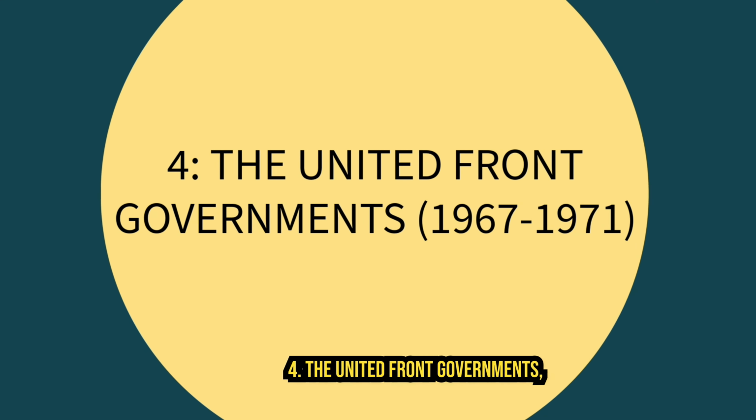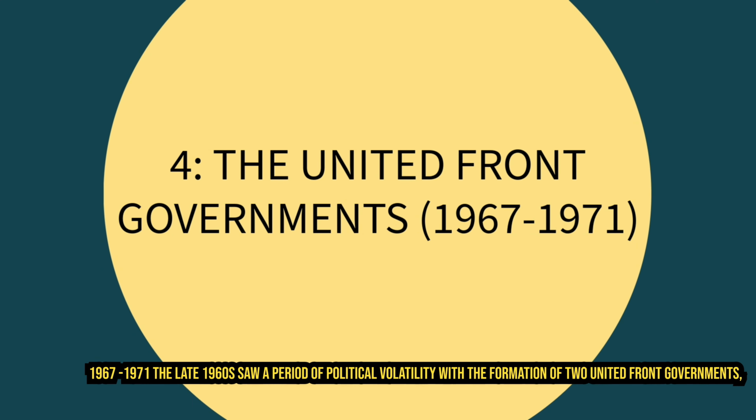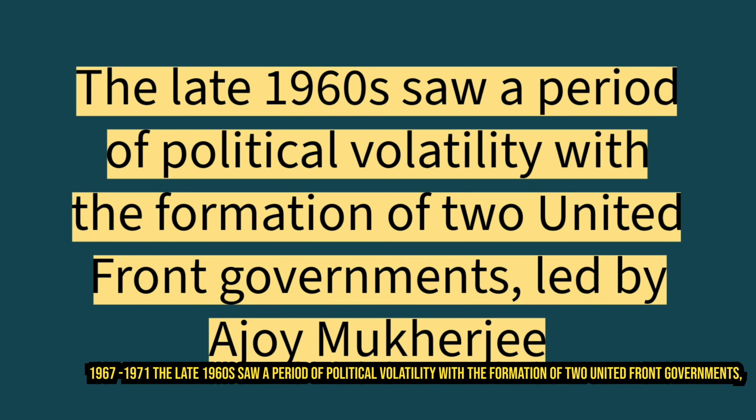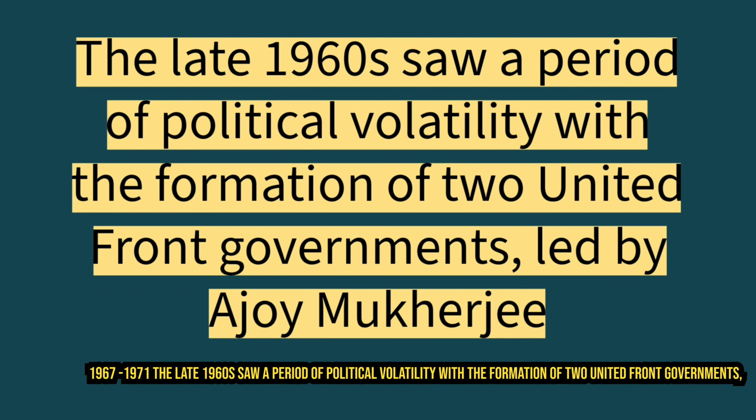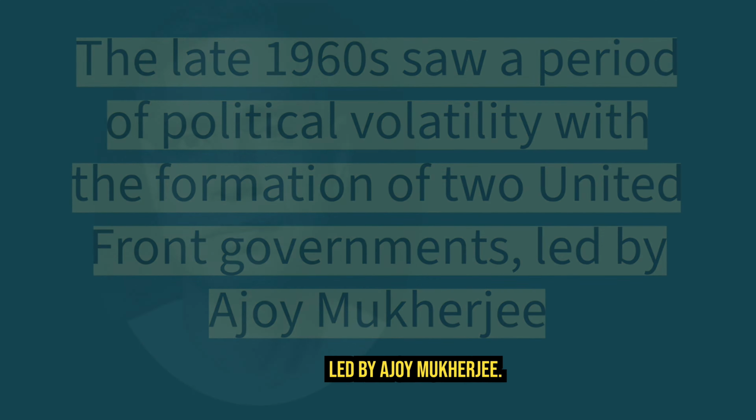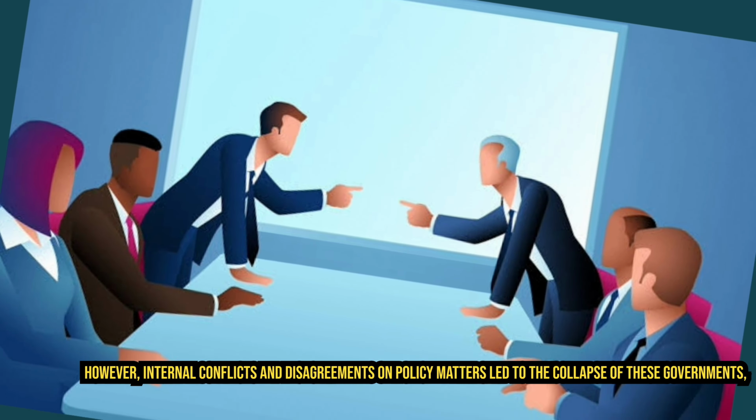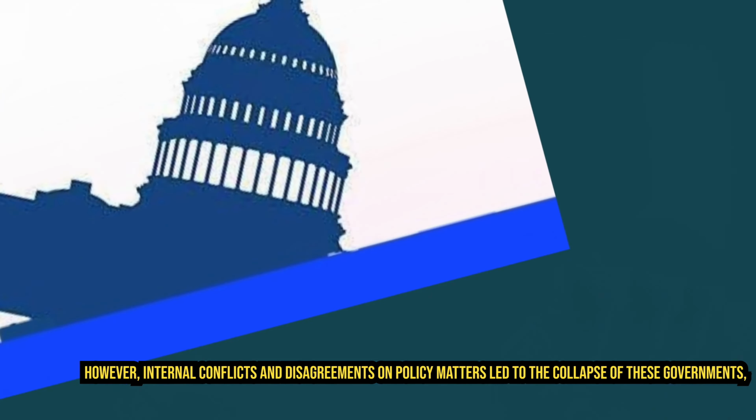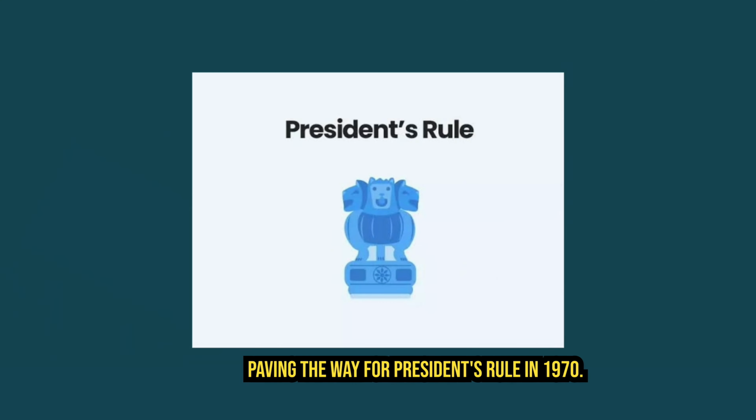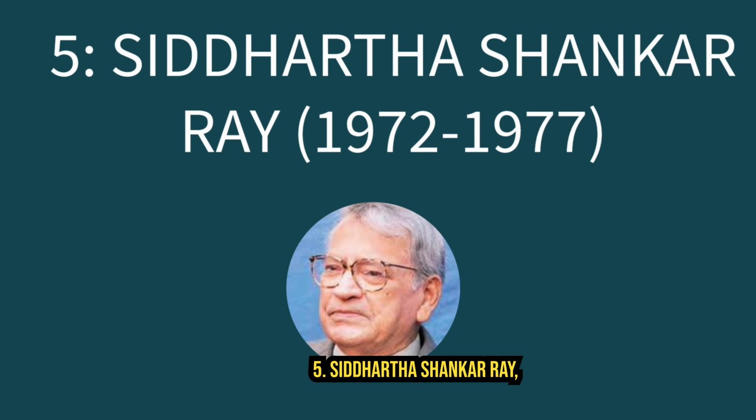Number 4. The United Front governments, 1967 to 1971. The late 1960s saw a period of political volatility with the formation of two United Front governments, led by Ajoy Mukherjee. This coalition of leftist and centrist parties aimed to address the grievances of the working class and the rural poor. However, internal conflicts and disagreements on policy matters led to the collapse of these governments, paving the way for president's rule in 1970.